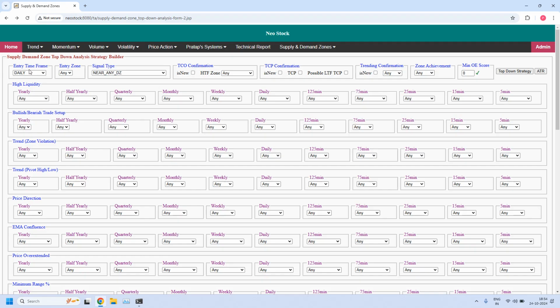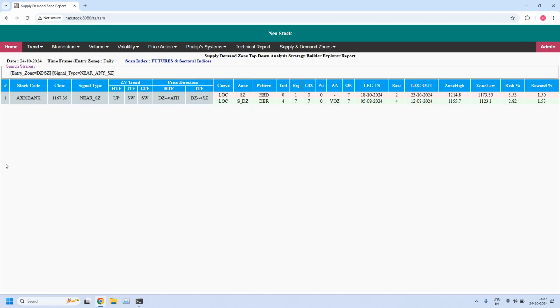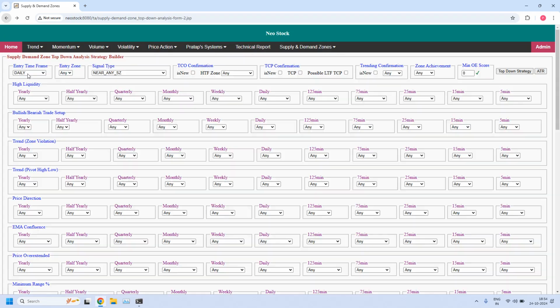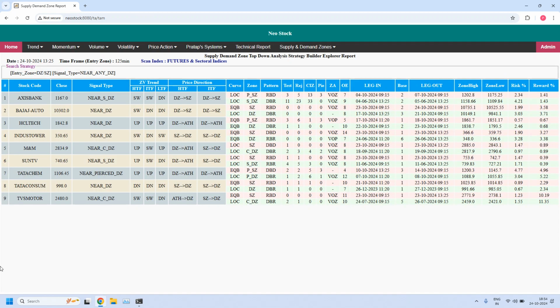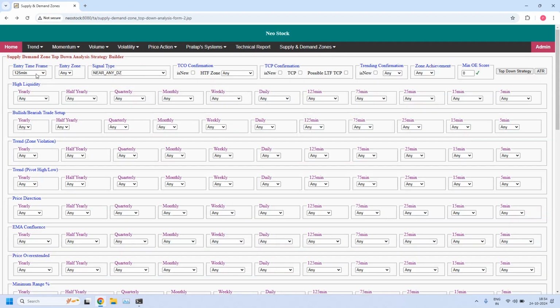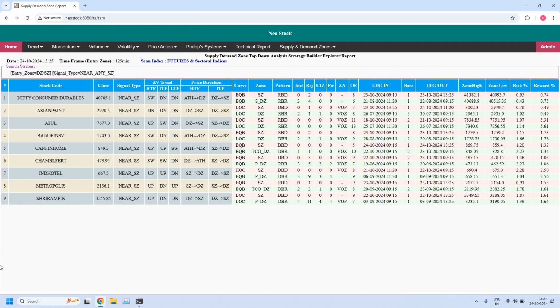Okay, next for a daily time frame, let us find the stocks near daily supply zone. One stock is filtered and it is not a high liquidity daily supply zone. Next time frame is 125 minutes. So let's find the stocks near 125 minutes demand zone. 9 stocks are filtered. Next, 125 minutes time frame, let us find the stocks near 125 minutes supply zone. Again 9 stocks are filtered.